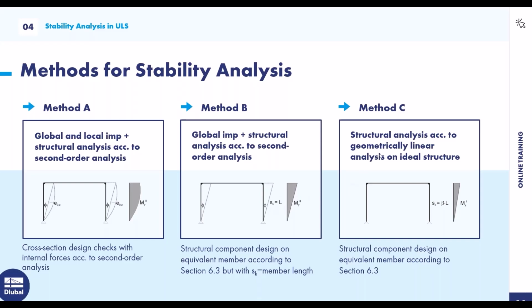Okay, then method C: structure analysis according to geometrical linear analysis on the ideal structure, but in that case with the real buckling length. Important to method C is that the structure component design can be carried out for flexural buckling with the internal forces according to the geometrical linear analysis, which were determined on the ideal structure without the use of imperfections. But in that case, for the frame, only for the columns. Because by considering the system buckling lengths, the moment agrees with the second order analysis, and the effect of the equivalent imperfections is already taken into account.